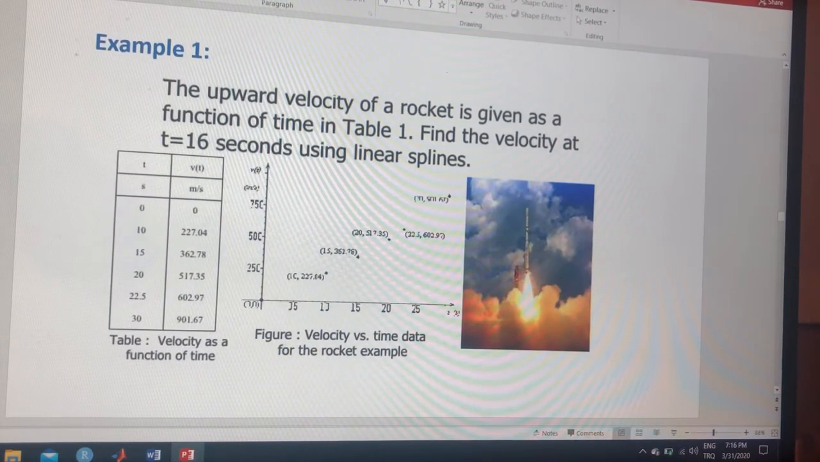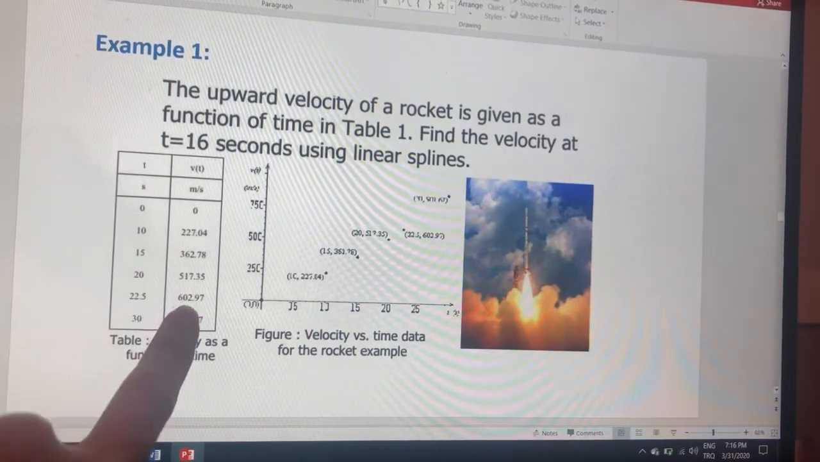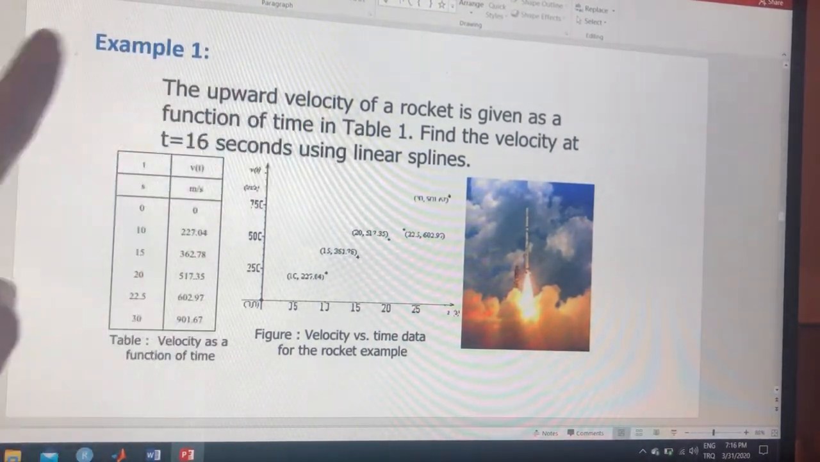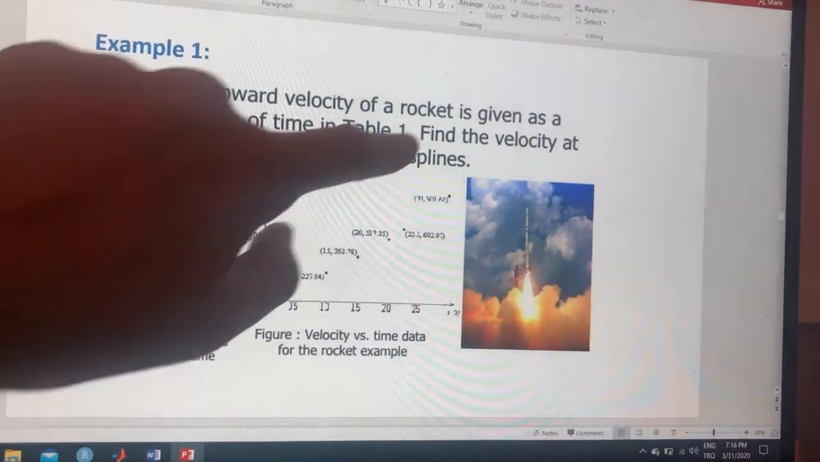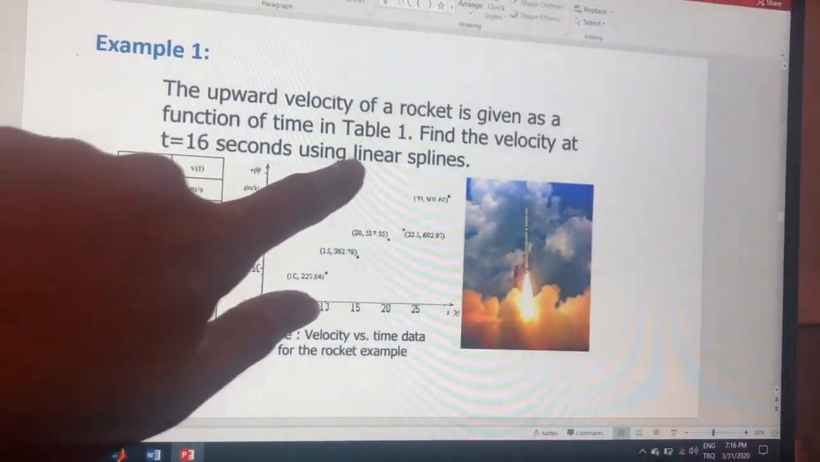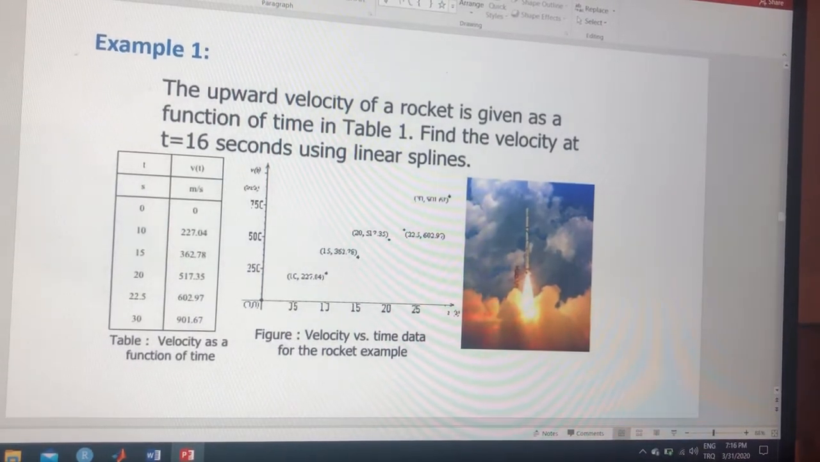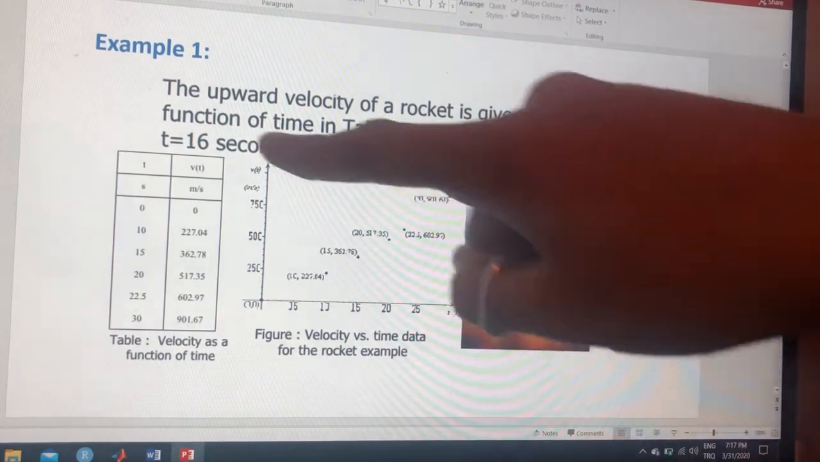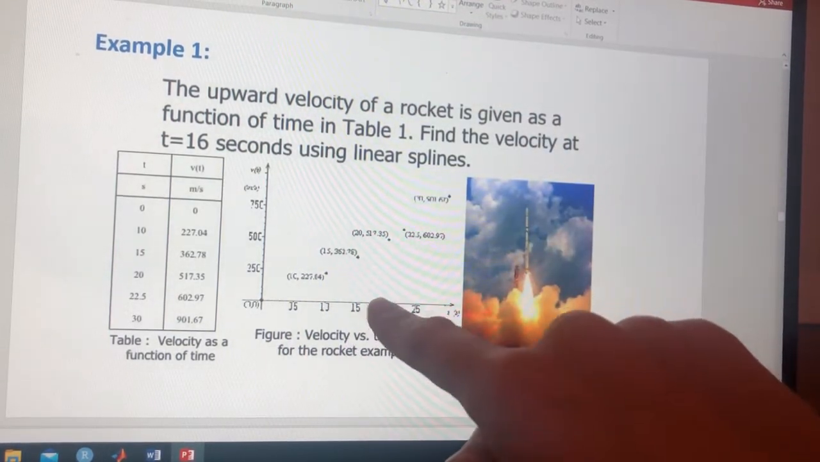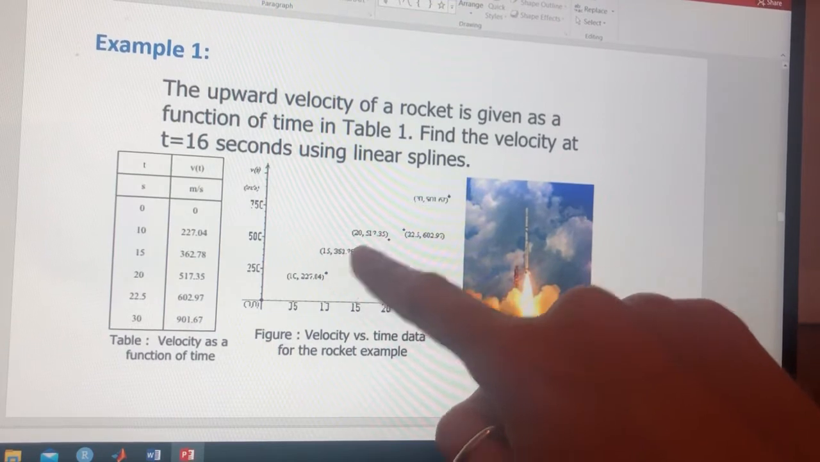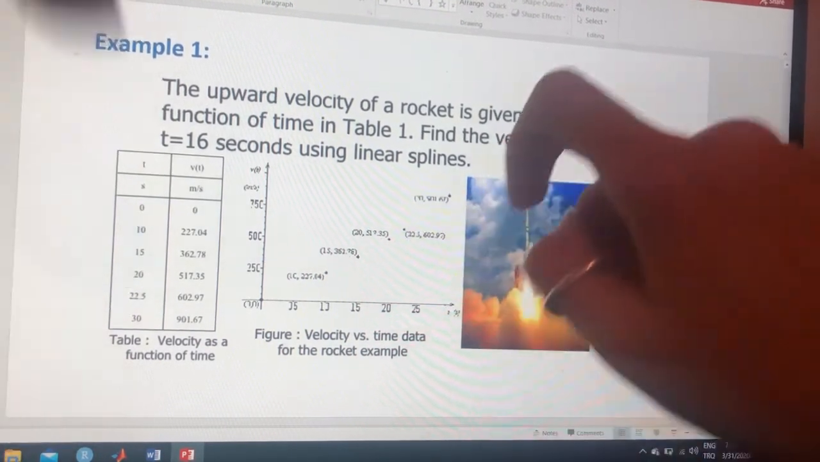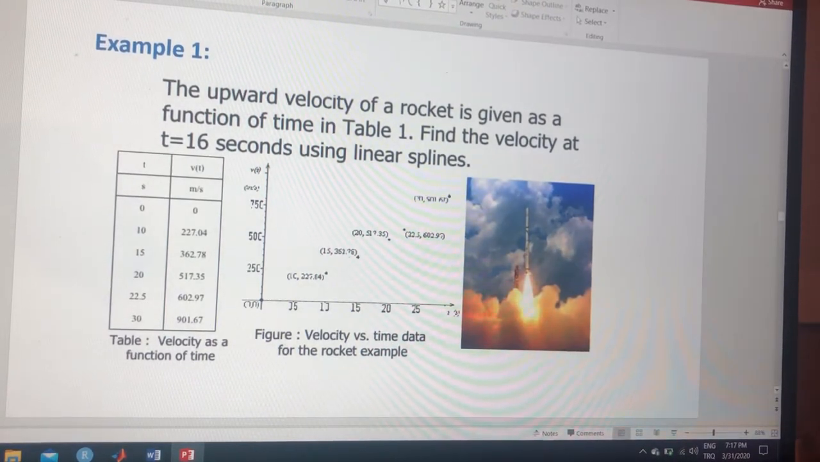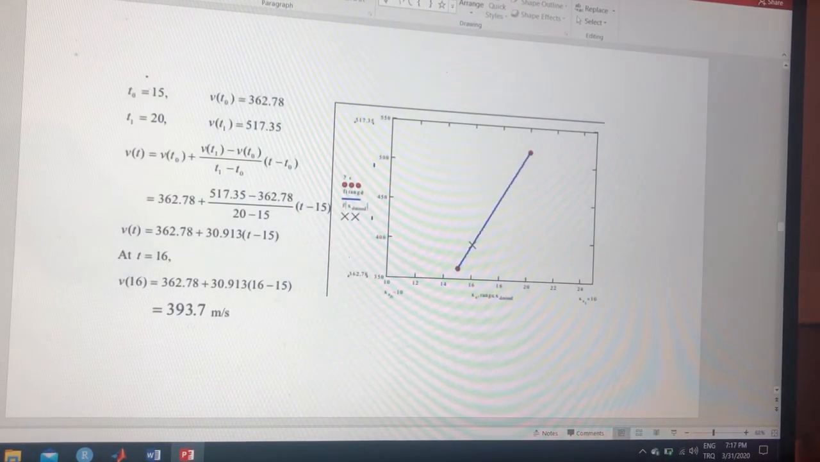Here you go, this is one example. Again, the table is given and this is the upward velocity of a rocket, and the velocity is given versus time, and we are going to find the velocity at t equals 16 using linear spline. So for the linear spline, since just two data points are enough, and since t equals 16 is between 15 and 20, using this 15 and 20 point is going to be enough for us to estimate it. That's why this is not so different from the linear polynomial interpolation.